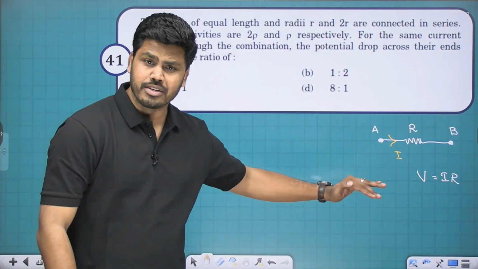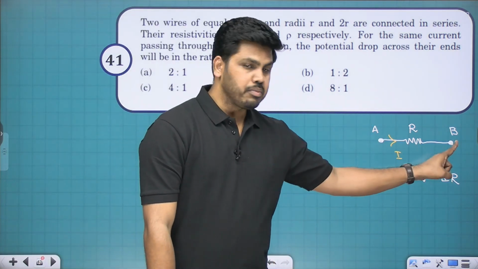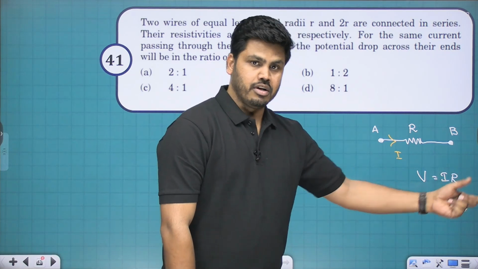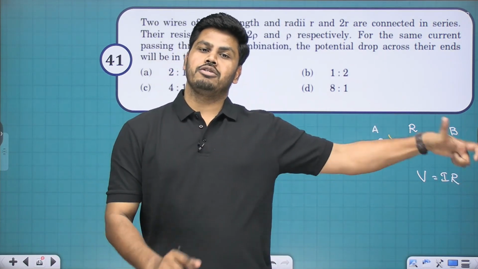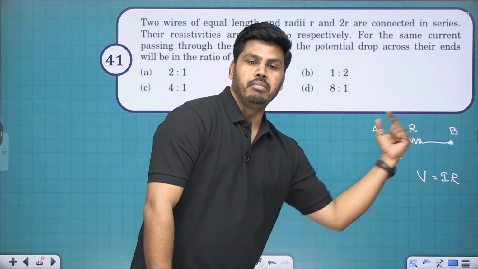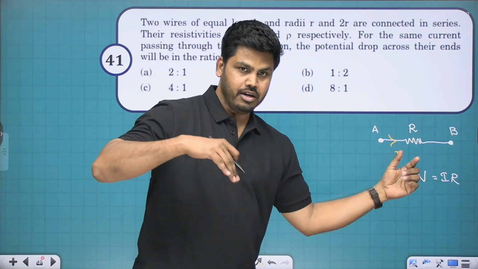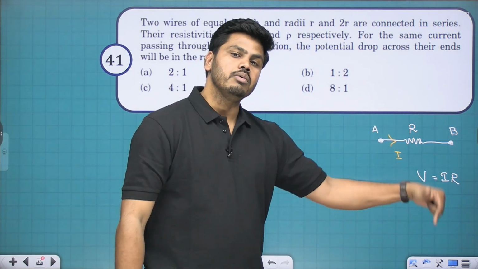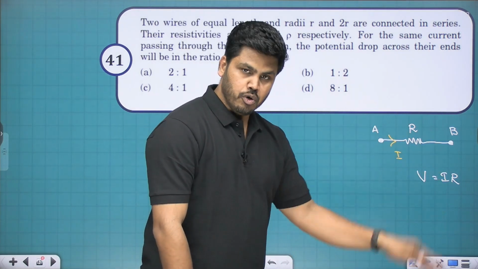V is equal to IR, always. Yes, current flowing from A to B means A is at higher potential and B is at lower potential. Electric current always flows from high potential to low potential. Then there is a potential difference between A and B, high and low. That potential difference would be V is equal to I into R. This is what we know.